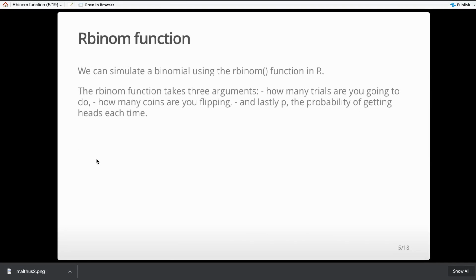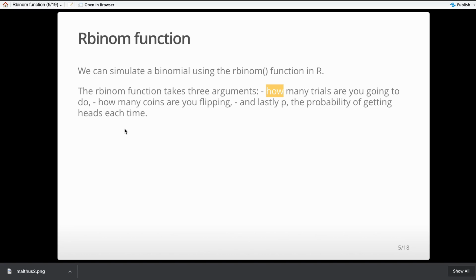So R has this rbinom function that we can use to simulate having a binomial. We can simulate flipping a coin, right? The rbinom function takes 3 arguments. First, how many trials are you going to do? Second, how many coins are you flipping? Are you flipping 1 coin, or are you flipping 10 coins? And you could flip 1 coin, but flip it 10 times. That is how many trials you're doing. And the last one, is it a fair coin? That last one is p, the probability of getting heads each time.